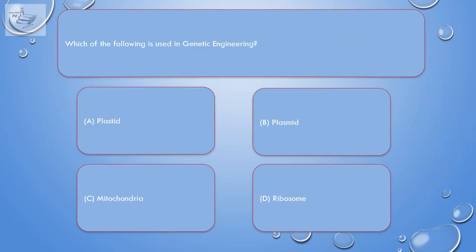Question: which of the following is used in genetic engineering? A. Plastid. B. Plasmid. C. Mitochondria. D. Ribosome. Correct answer is B. Plasmid.